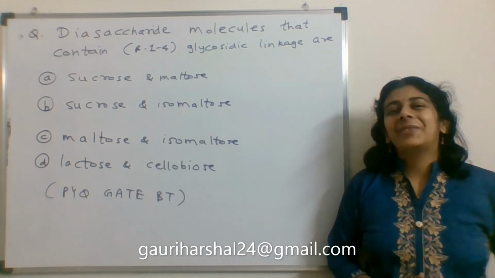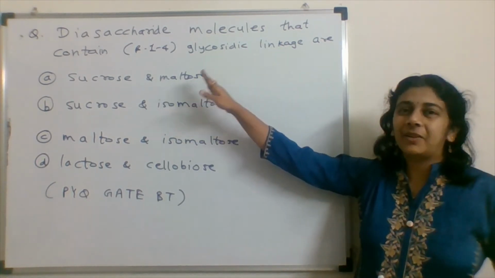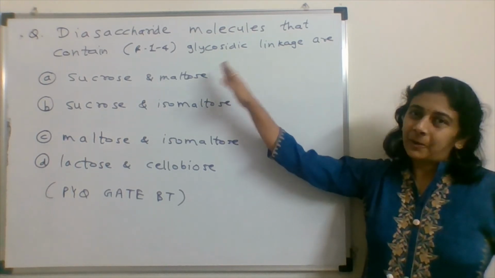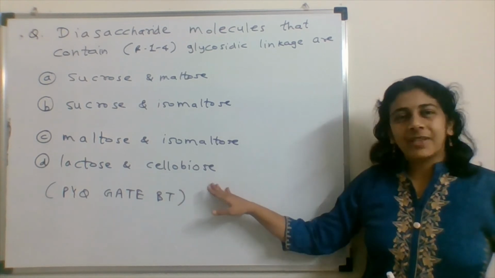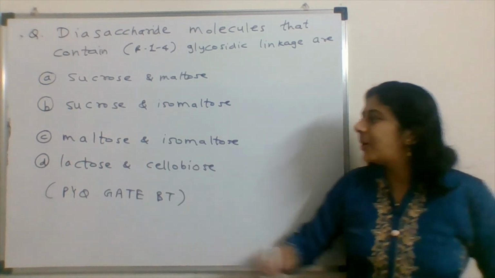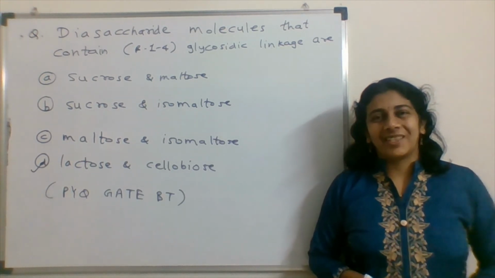So with this we will say that disaccharide molecules that contain beta 1,4 glycosidic linkage are lactose and cellobiose. Option D is the correct answer for this question.